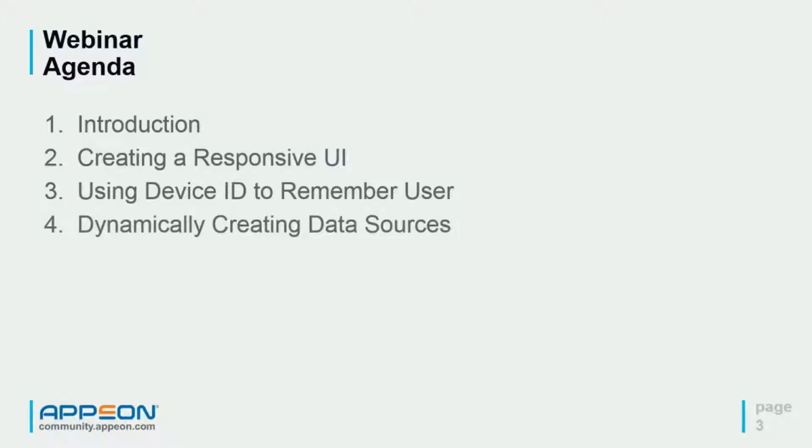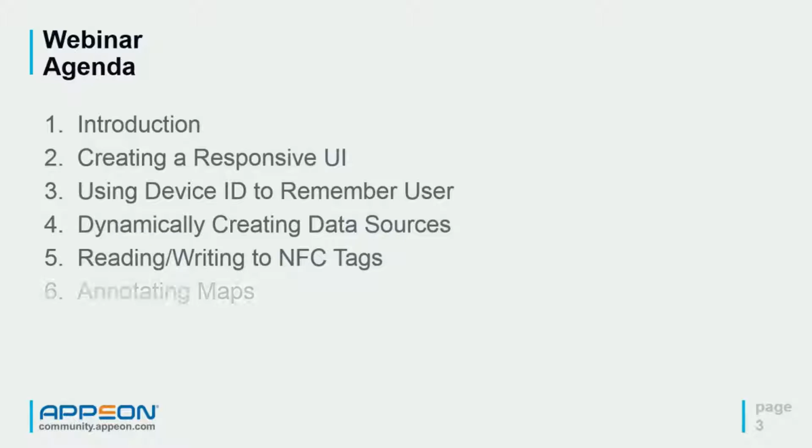Another topic is we're going to be showing you how to create dynamic data sources. A data source is what Appeon needs to connect to a database. And we're going to show you how to read and write to NFC tags. We're going to show you a video of a real-life application in our business. It's been very helpful. And annotating maps.